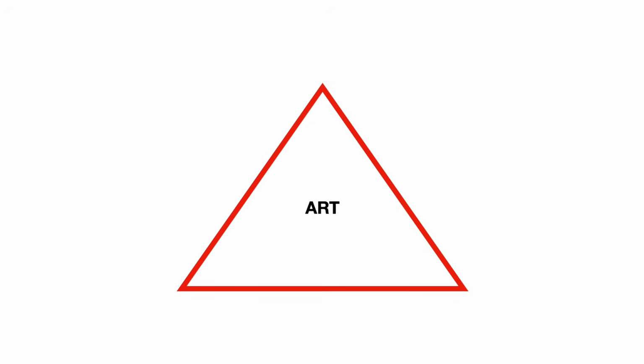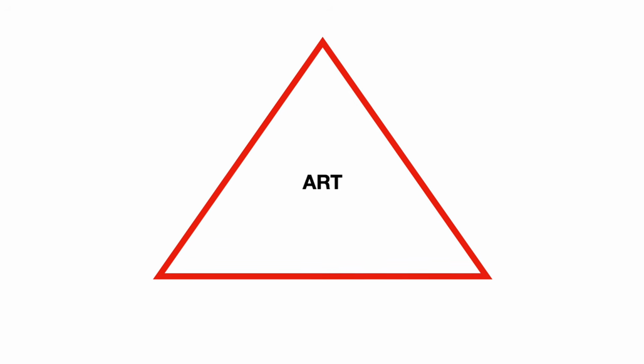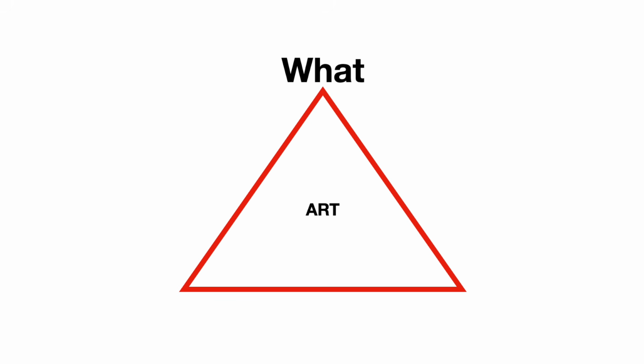So step number 1, if you want to create an amazing art statement that stands out, here's what you need to do. Imagine a triangular shape. At the center of that triangle, write the word art. The main focus of your art statement is to bring attention to the art, not to yourself, to the art. So pick one of the corners of that triangle. I would say the top corner, and on that corner write the word what. In other words, what is it that you make?